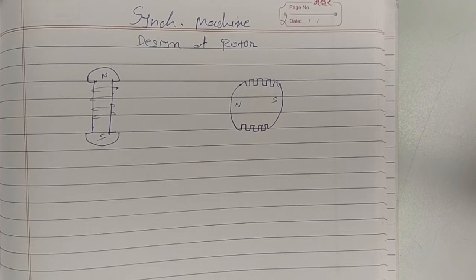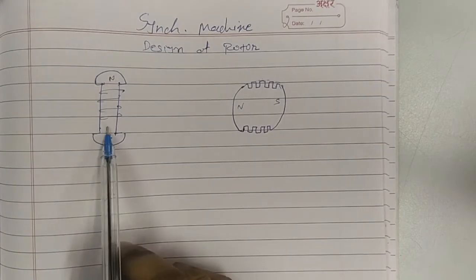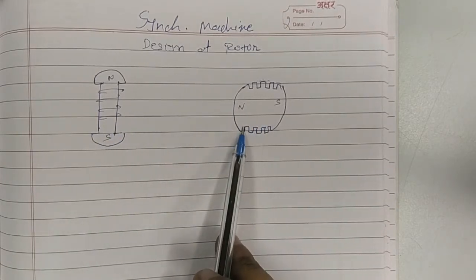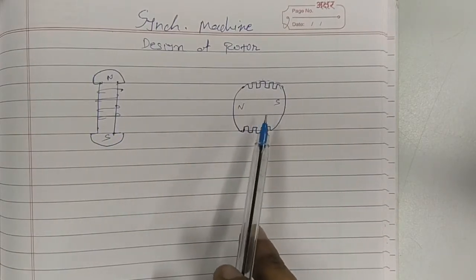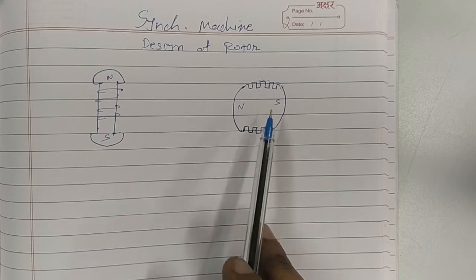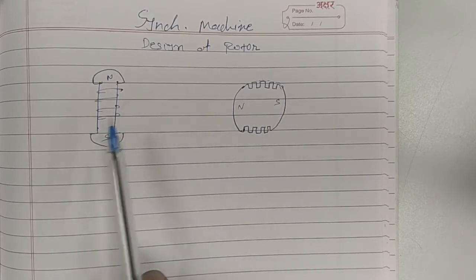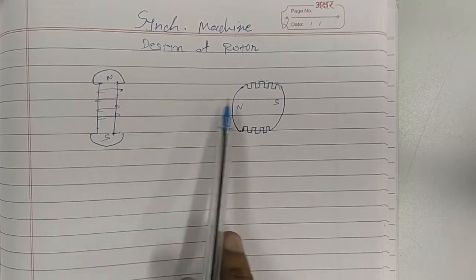So we do have two types of rotor structure. One is a salient pole type and another is a non-salient pole type, also called cylindrical type of rotor. For simplicity I have shown only two poles.